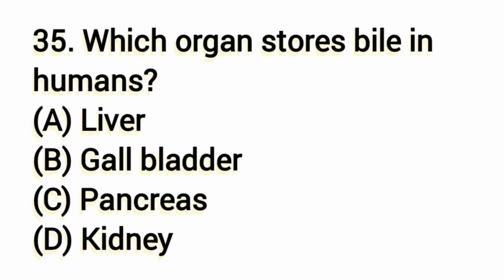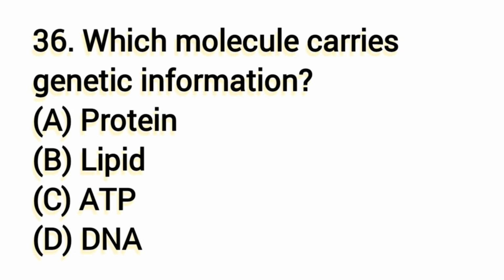35. Which organ stores bile in humans? A. Liver. B. Gallbladder. C. Pancreas. D. Kidney. Answer is B. Gallbladder. 36. Which molecule carries genetic information? A. Protein. B. Lipid. C. ATP. D. DNA. Answer is D.